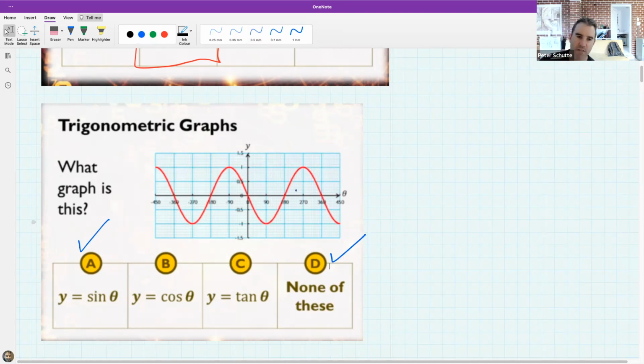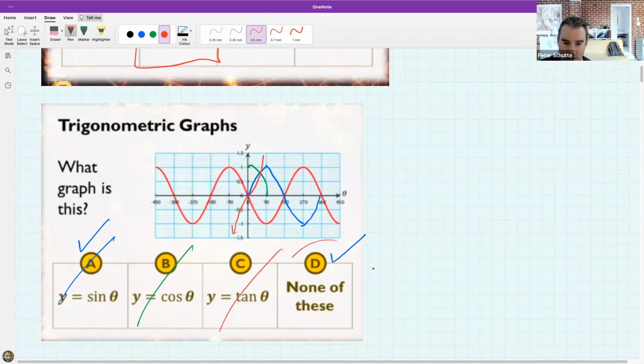Now, I'm tempted to provoke a debate here. But what I'm going to say is I totally get why some people are saying sine, but the true sine graph should actually start here and go up to 1 and then down like that, and it should be curling. So it's not actually going to be the sine graph. The cos graph, as we discussed previously, would start here and go down. So it's not that. And the tan graph actually has a completely different look. It goes up like that and down like that. So the only one that remains is D.